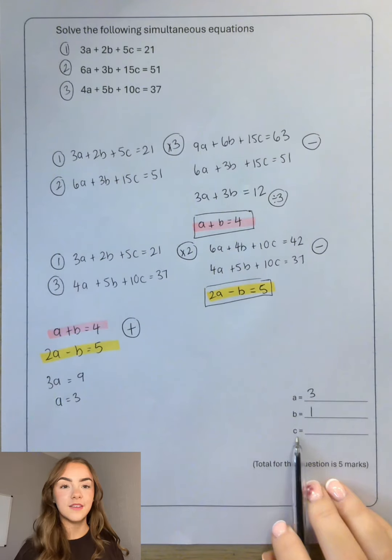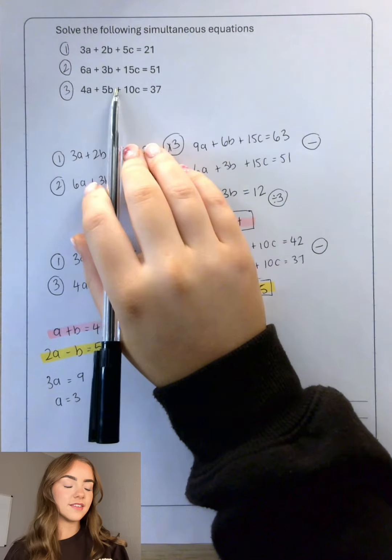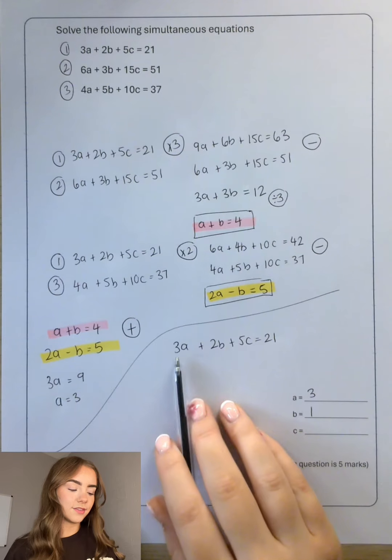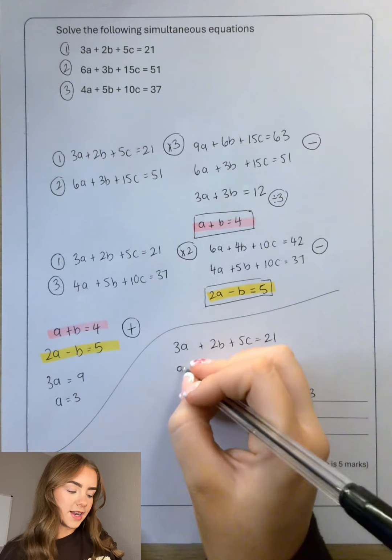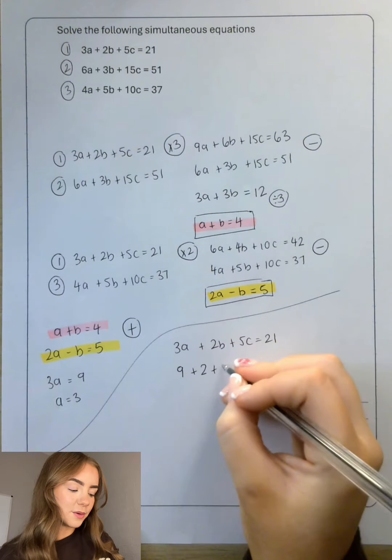Now all we need to do is figure out what c is, and we can do this by substituting into any of these equations that we had to begin with. I'm just going to choose equation 1. If a is 3, then 3 times 3 will be 9. If b is 1, then 2 times 1 is 2. Plus 5c is equal to 21.